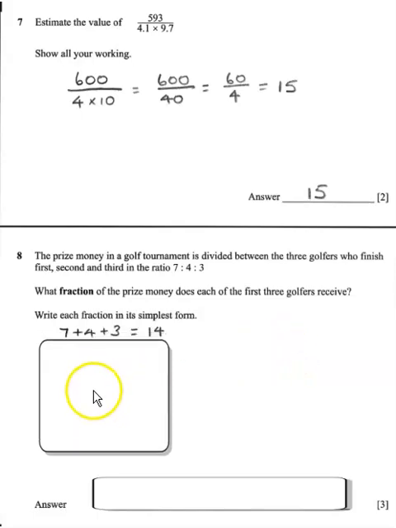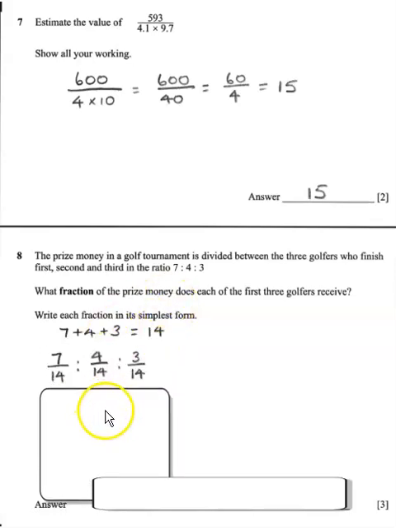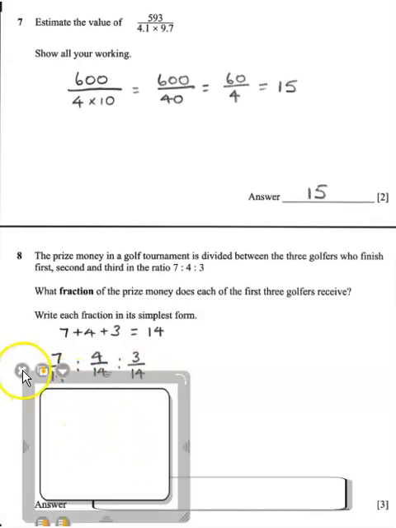So the first thing we do is we add up 7 plus 4 plus 3 to find out how many parts in total we have here. So we see it's 14 when we add them up, and we just put them over as a fraction. So it's 7 out of the 14, 4 out of the 14, 3 out of the 14. And when we get to this stage, then we cancel down.